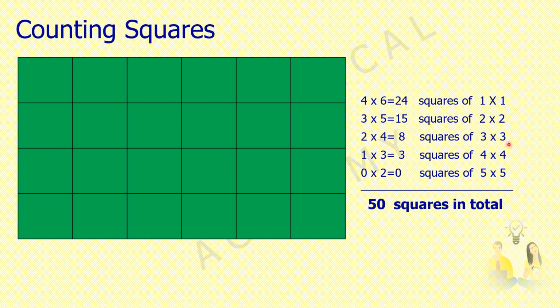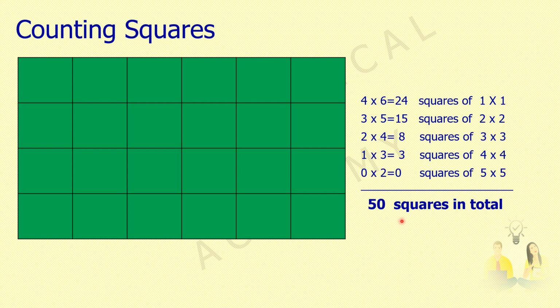Now for the next size, which is 3 by 3, we'll reduce the number of rows and columns again. So 3 minus 1, 2, 5 minus 1, 4, 2 into 4, 8 squares of 3 by 3. Again, reduce by 1. 2 minus 1, 1, 4 minus 1, 3. 1 into 3, 3 squares of 4 by 4. We reduce by 1 and get 0 here. So obviously 0 squares of 5 by 5.